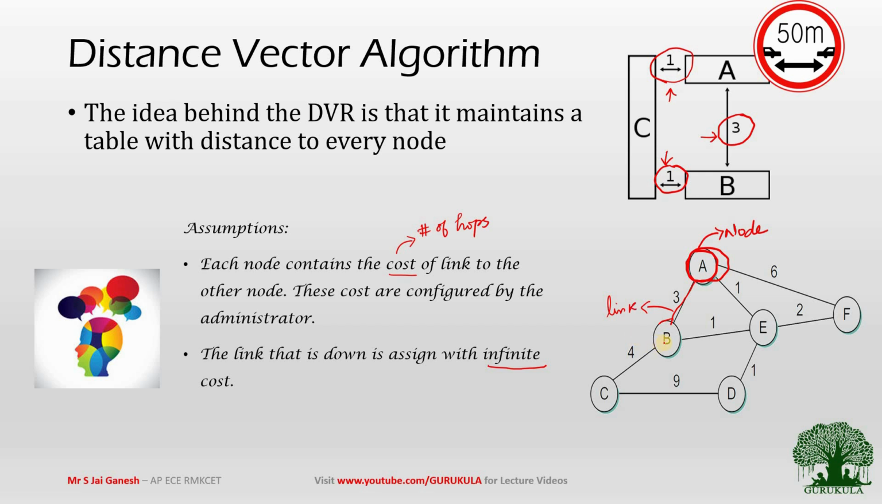It can be a wired connection or a wireless connection which connects these two nodes. And the numbers that are represented over here represent the actual cost. And here in our discussion, in most of the cases, the cost will be the number of hops.